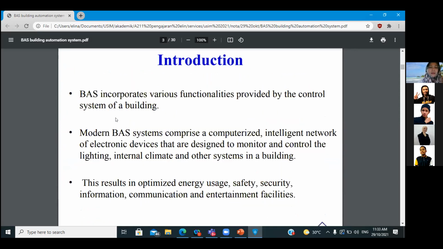So modern BAS systems comprise a computerized intelligent network and electronic devices. They need to use the electronic devices to control. At the end of the month, they will research and also analyze which faculty has a much higher electricity bill. So based on the electronic devices, they can monitor and control the lighting. That's why the aircon needs to be centralized, and some universities use sensors already.